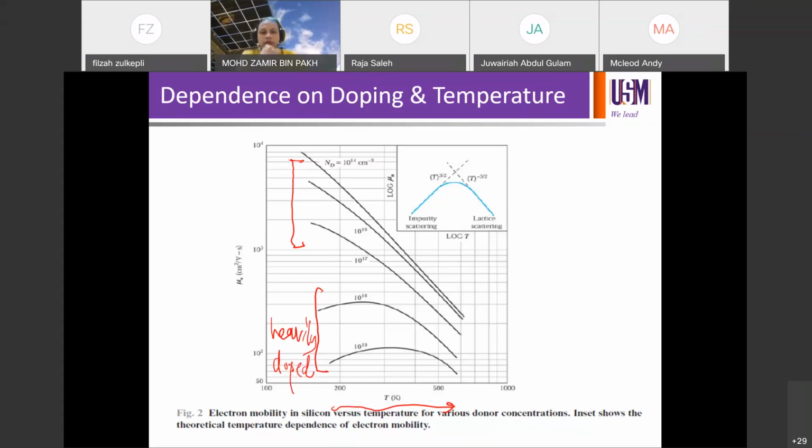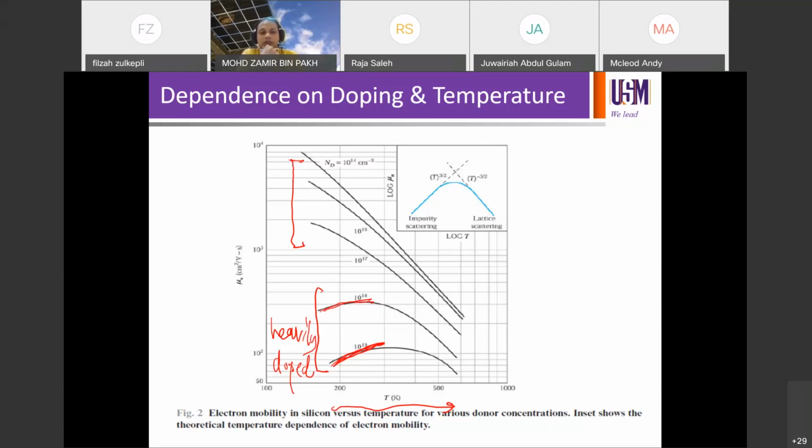So we'll see two different mechanisms dominating at different temperatures. At low temperature, the mobility will be dependent on the impurity scattering, which is dependent on the doping. At this point, the mobility increases when the temperature increases. Okay, so mobility increases as temperature is increased, even though the increase is not that great.